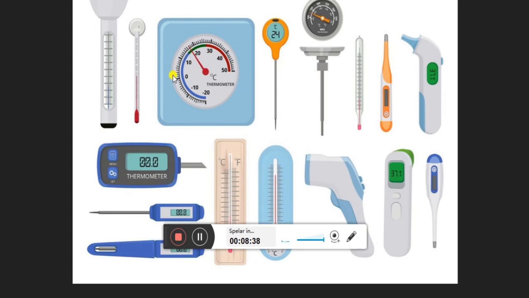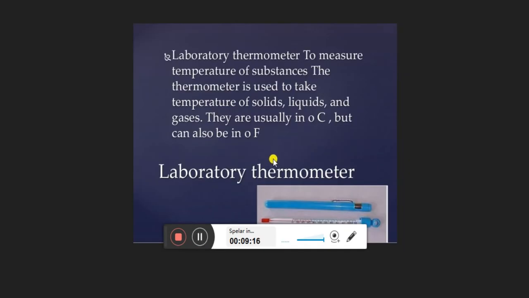Here you can see that different types of thermometers are shown, and nowadays, for the coronavirus, this kind of thermometer is used, because it can measure the temperature from a distance. So here they are using it for social distancing, especially for corona patients. Apart from that, there are so many others; electronic thermometers are also there, which can measure the temperature very accurately.